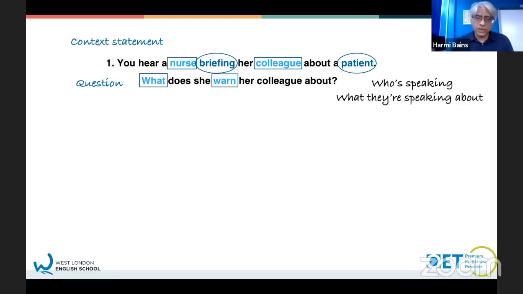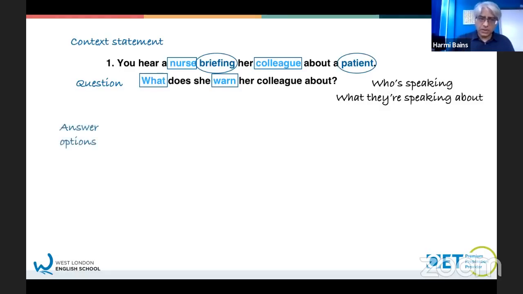What does she warn her colleague about? So that's what we need to listen for. You're listening out for a warning. You're going to hear a lot of dialogue or a lot of speech, but what you really want to focus on is the warning. So really focus on the question as well and think about what are they asking you.